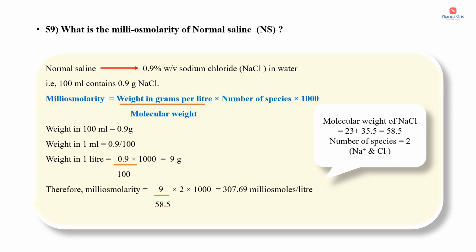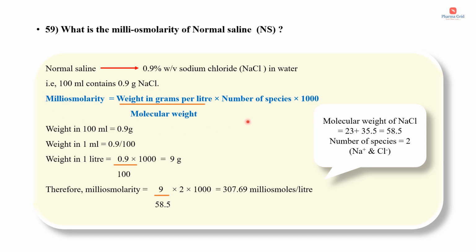So next question, what is the milliosmolarity of normal saline? So normal saline means 0.9% weight by volume sodium chloride, that is NaCl in water. So 0.9% weight by volume means 0.9 gram is present in 100 ml. Or we can say that 100 ml contains 0.9 gram NaCl.